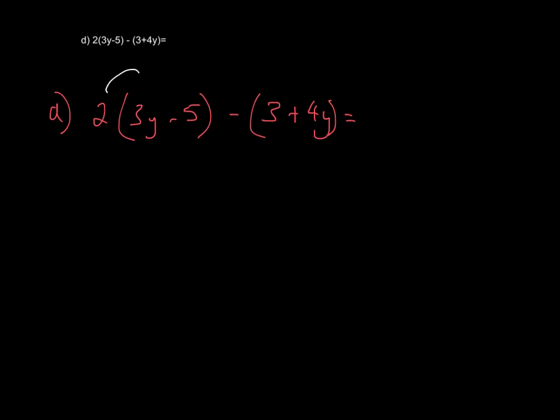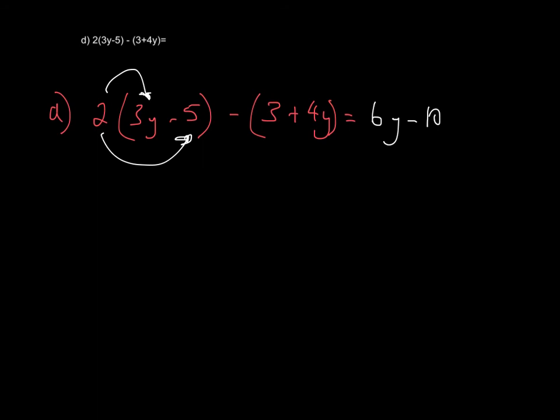We're at one final example. I'm going to rewrite it just so we can expand it a bit bigger. 2 times (3y minus 5), minus (3 plus 4y) equals. Remember, multiply by the first term, multiply by the second. I'm going to do this a bit quicker than the last time. So 2 times 3y is 6y. 2 times negative 5 is negative 10.